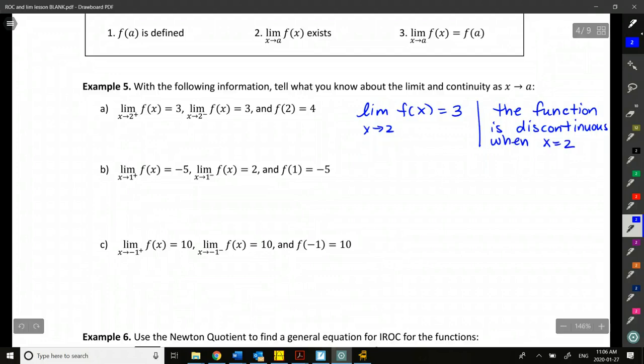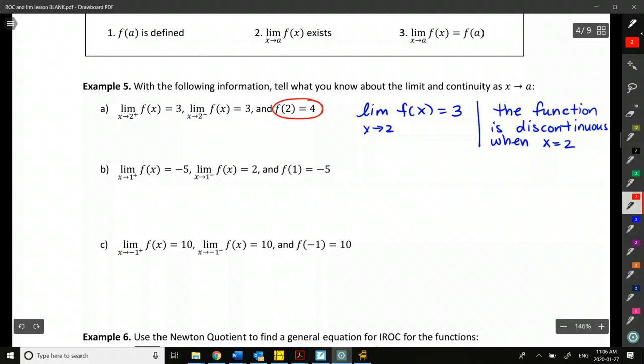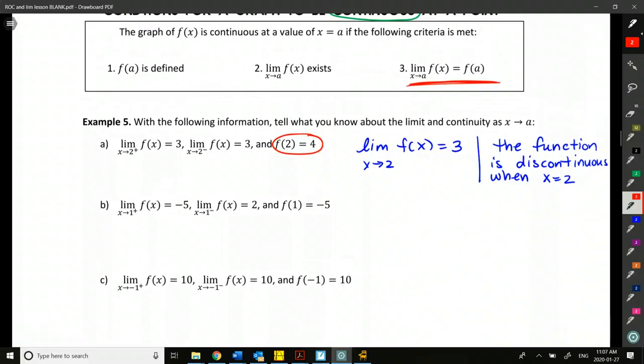Okay, so the left limit and the right limit exist, and they are equal to the same value. Those are the conditions for a limit to exist, and it's equal to what the left and right limits are equal to. Now, why is the function discontinuous when x equals 2? This gives us another little piece of information. What does this tell us right here under the conditions?